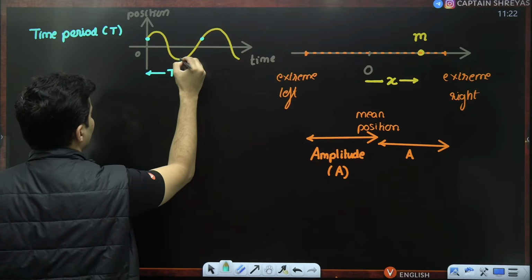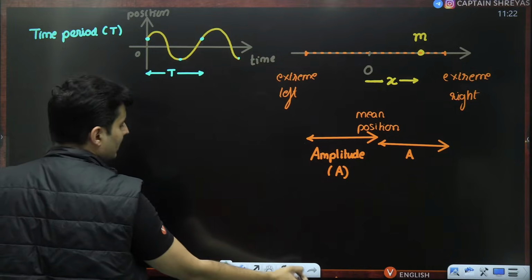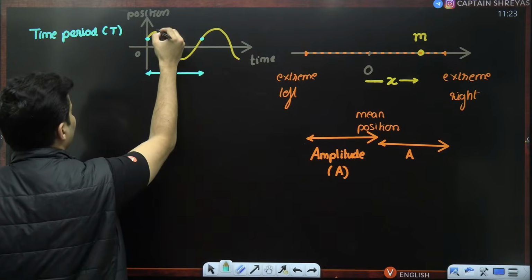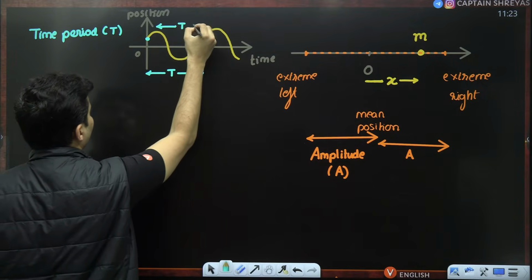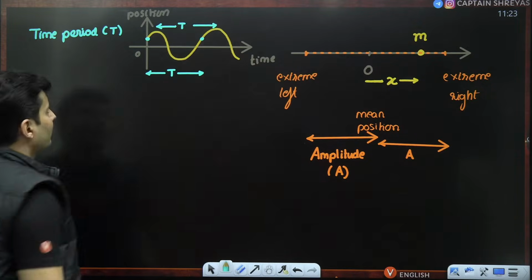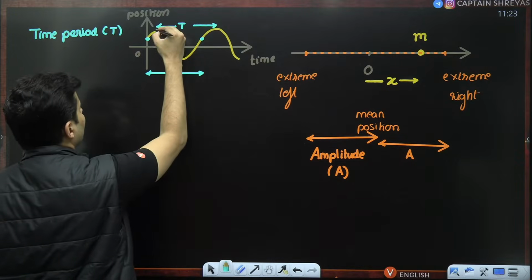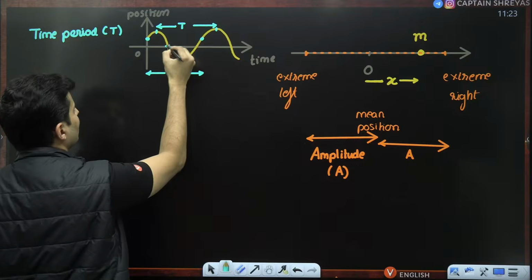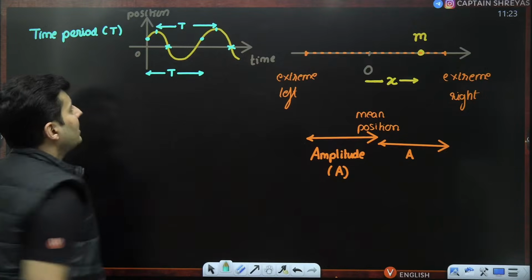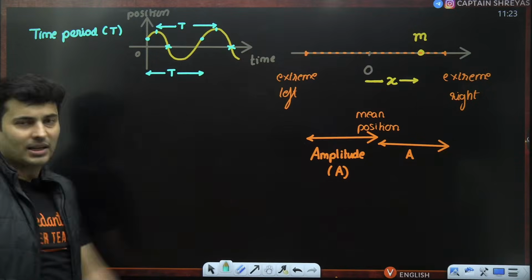Not just that, even from here to here, that is also the time period. Even from here to here is also the time period, guys. Basically, it will repeat itself after the same time. So you can even go from here to here, it is also the time period. Even from here to here is also the same time period. So similar looking points become the time period.